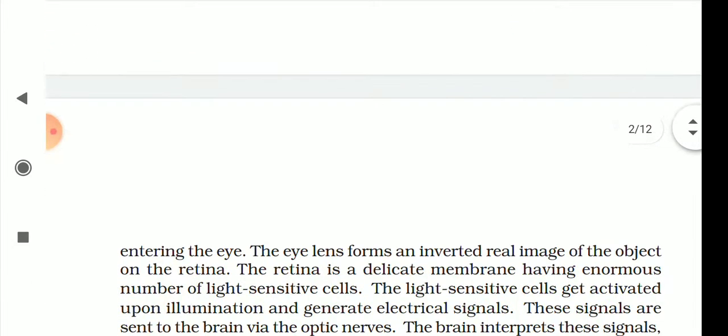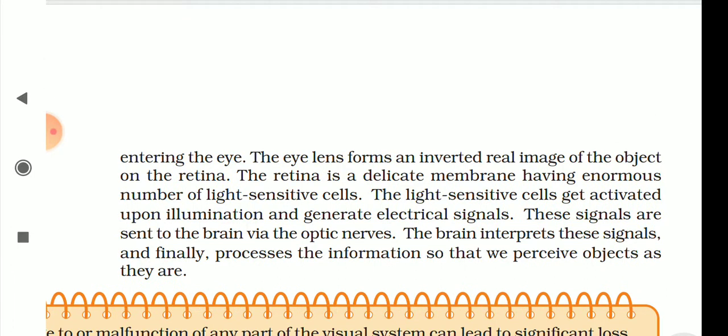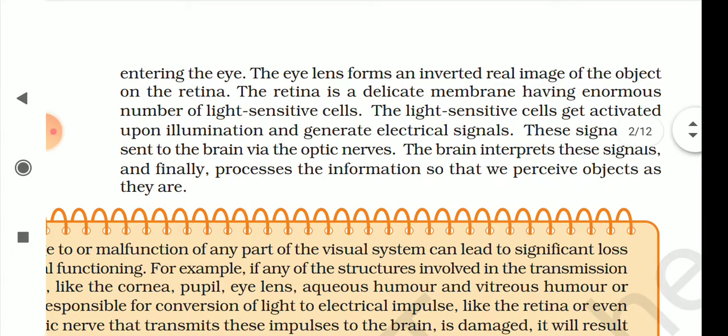So it is quite automatic. Okay, I hope you are clear with this. And as we also know, the image formed below the x-axis is always real and inverted. So the eye lens forms an inverted real image of the object on the retina.